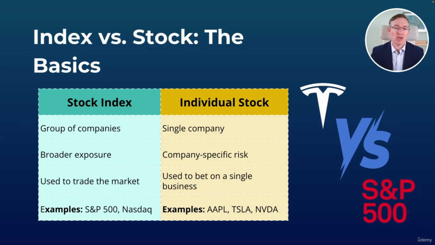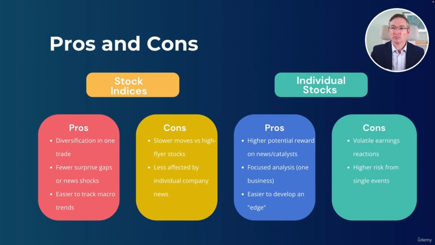Now, how does that compare to an individual stock? Well, an individual stock is just that, isn't it? It's a single company like Apple, Tesla, or Amazon. When you trade a stock, you're focusing on just one business and that one business's performance. So straight away, you can see the key difference. The indices reflect the broader market. Individual stocks reflect one company. Now let's compare the pros and cons of each.